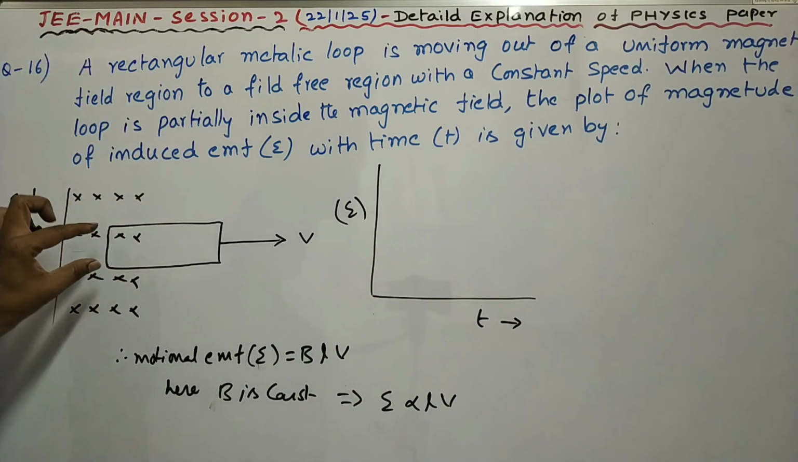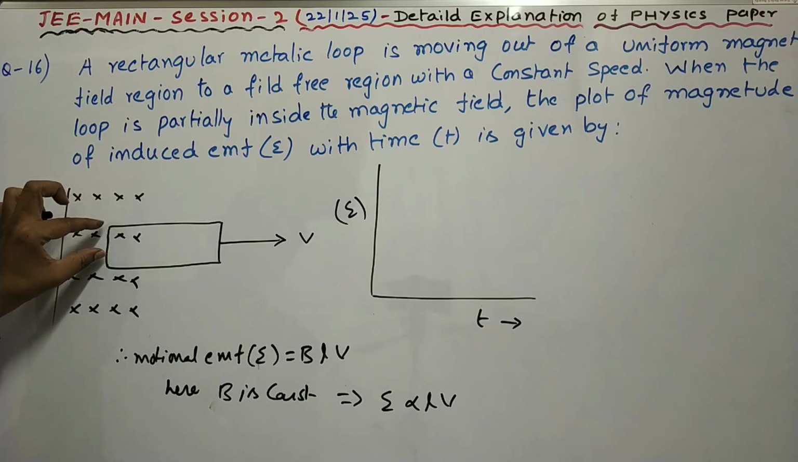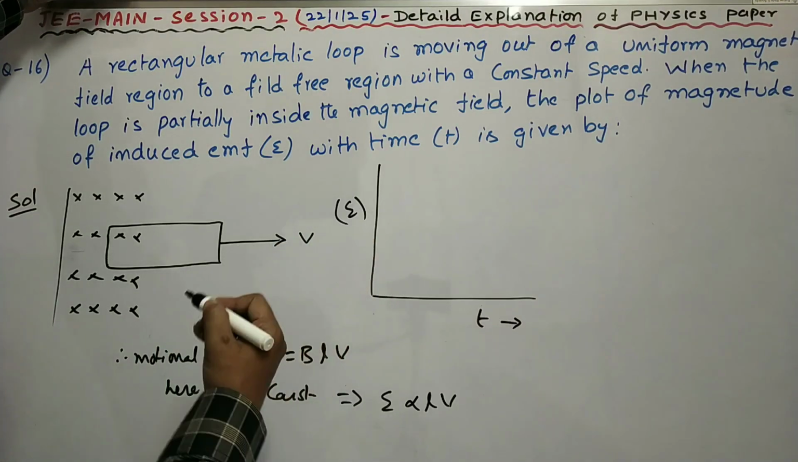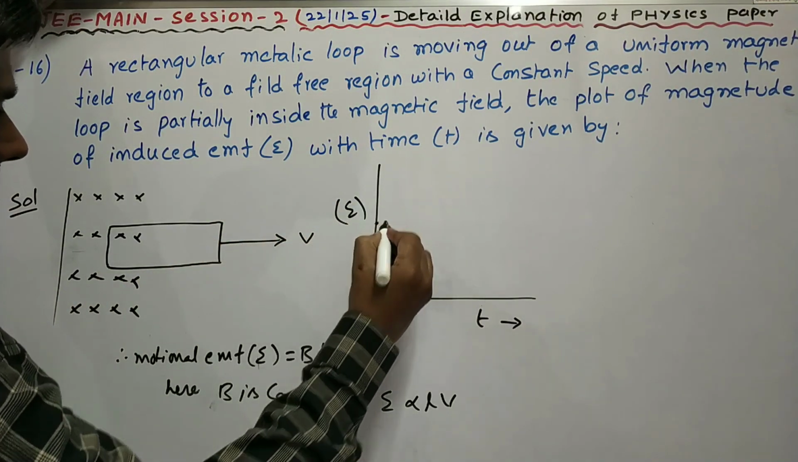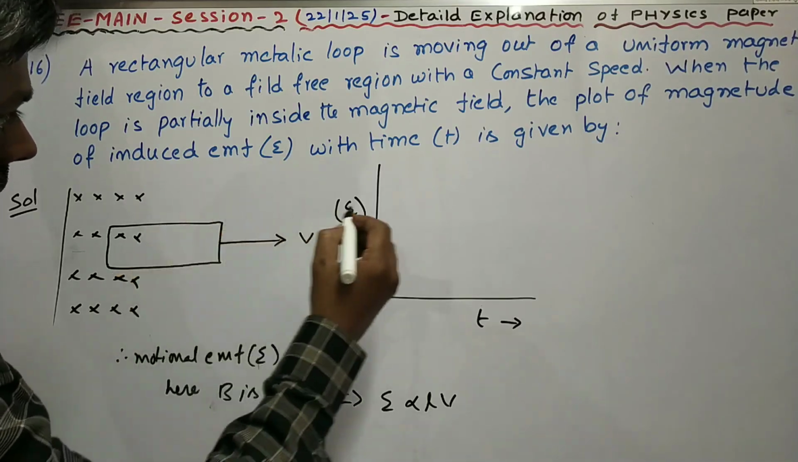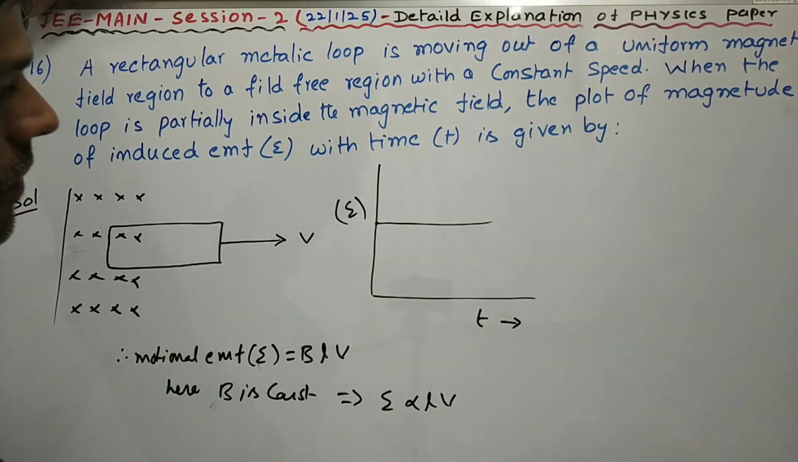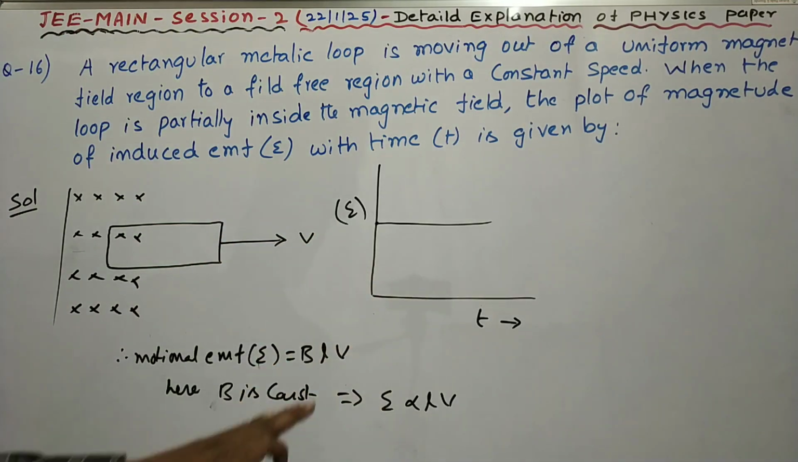Initially this rectangular loop has only a small part inside the magnetic field. So at the time you start its motion, it has some induced EMF. Once it is coming out, there is no change in EMF. That means it remains constant. So when you draw a graph between E and t, it is a straight line parallel to the time axis. Okay, that's it.